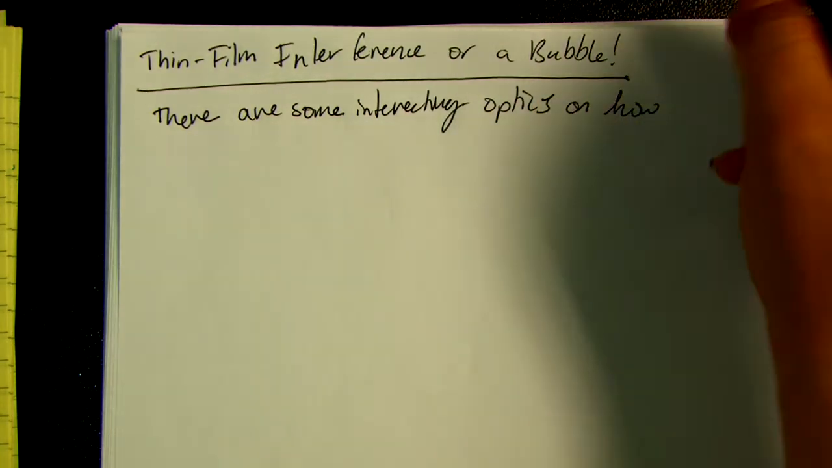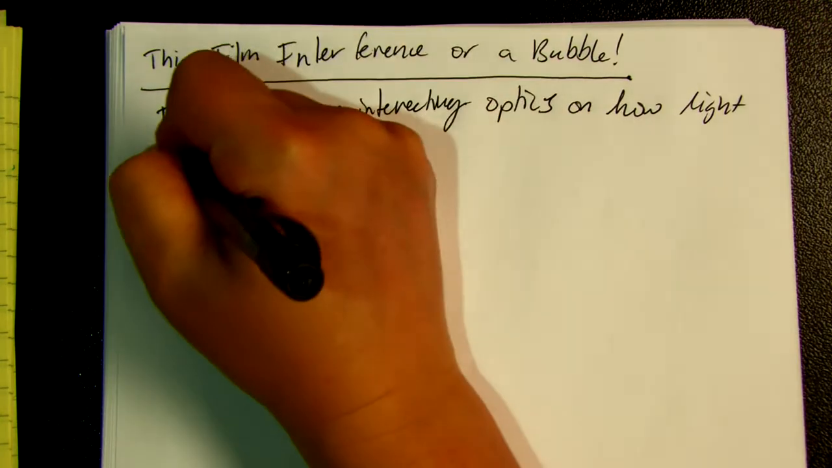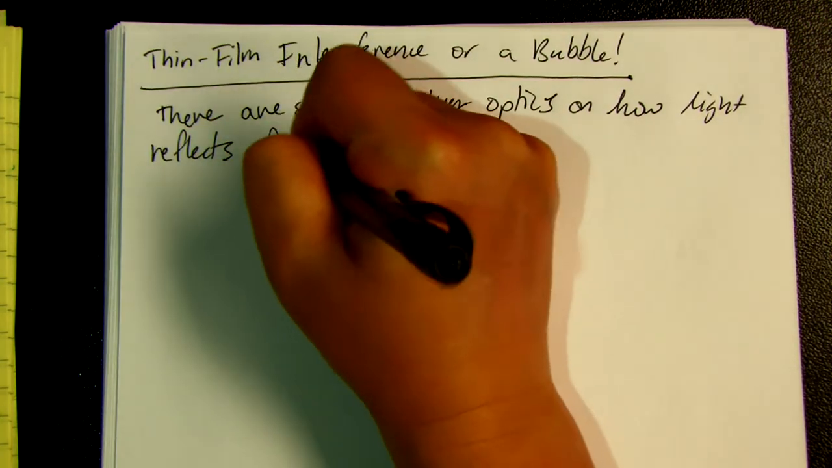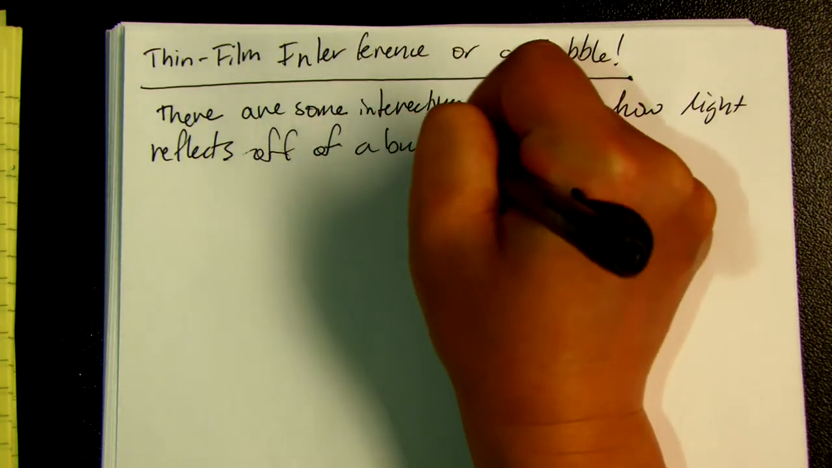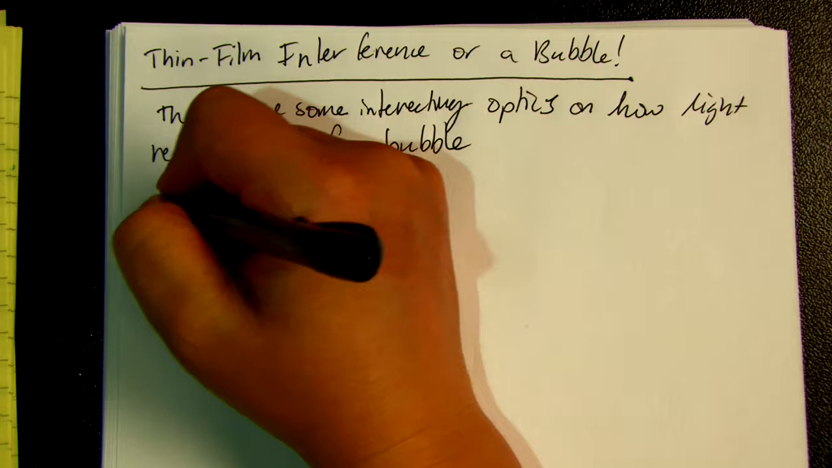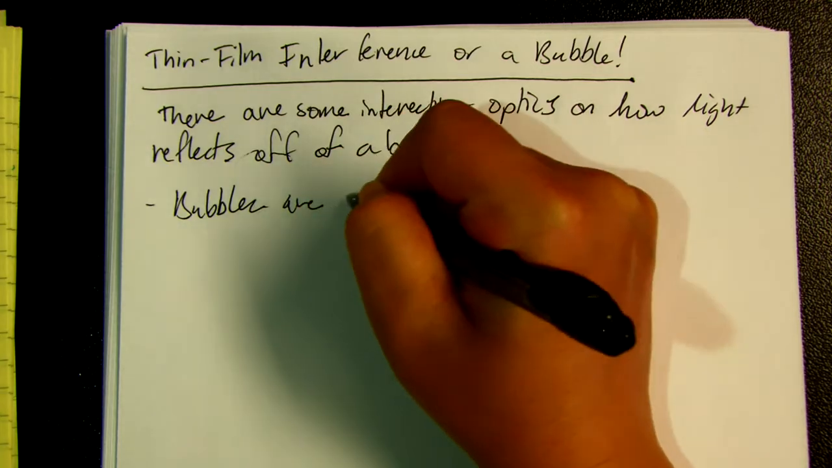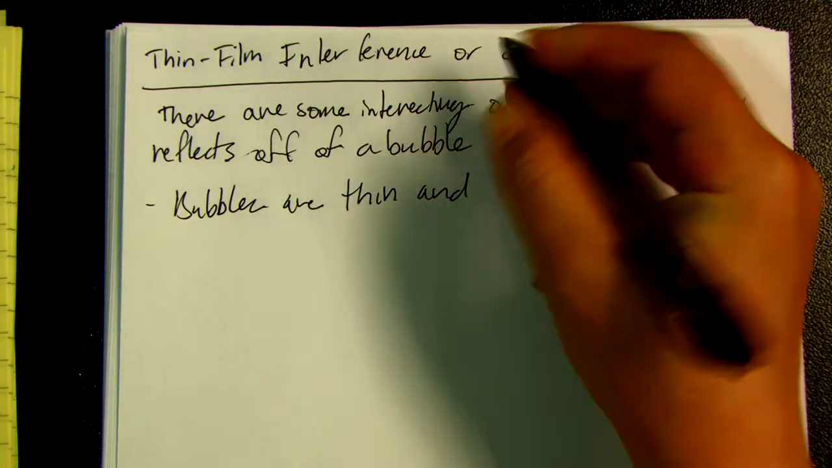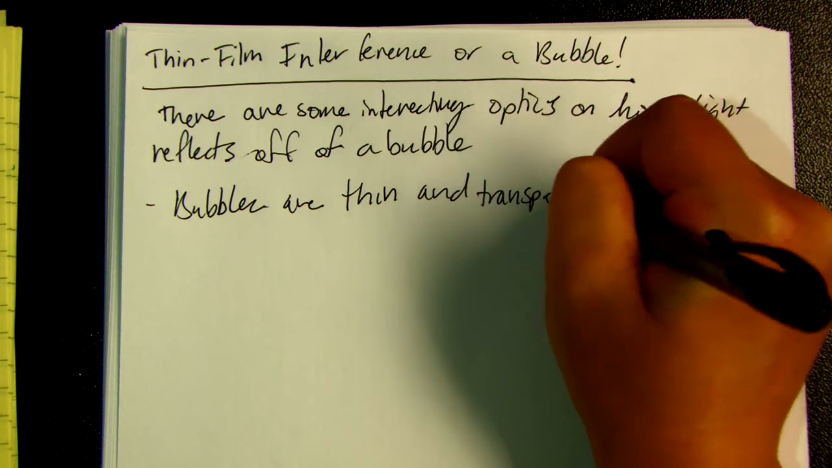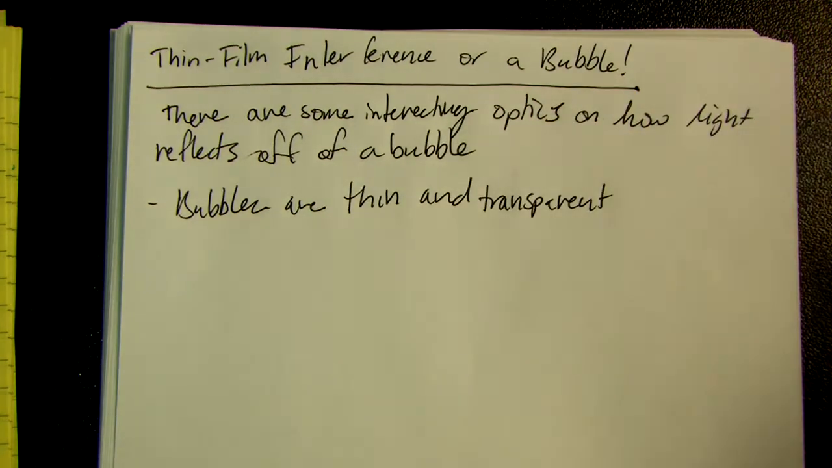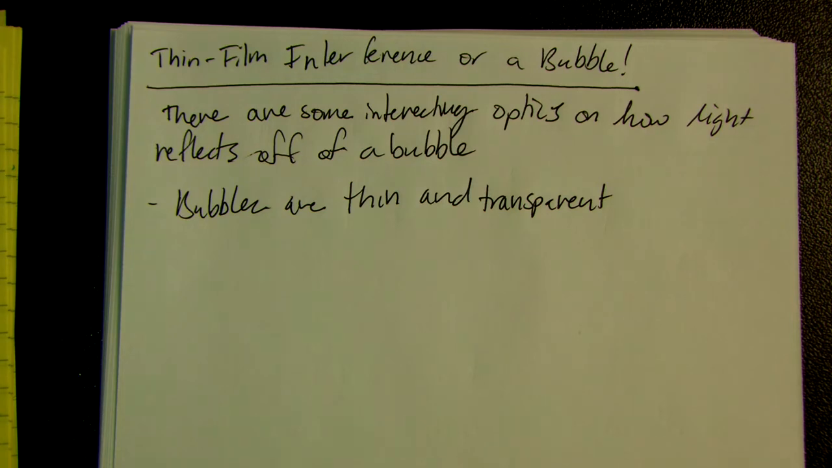There are some interesting optics, and how light reflects off of a bubble. As you know, bubbles are thin and transparent. If you don't remember, go buy some bubble solution, go sit outside, blow bubbles. It is surprisingly stress reducing. It's quite fun. I've taken advantage of the fact that I have a child to buy bubble guns, and they're just as awesome as you think they'll be.